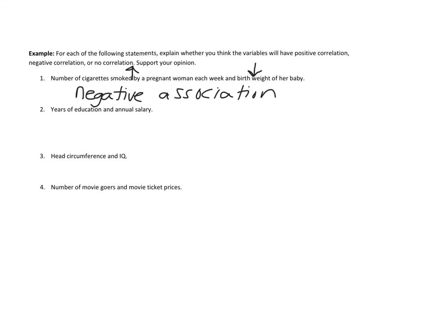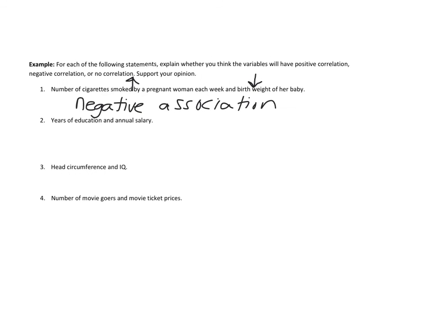Okay. Number 2, years of education and annual salary. We're not going to think of the outliers, right? The entrepreneurs that make millions of dollars doing some sort of blog or something, but the general population. And normally what happens is if you have a higher degree, so like bachelor's, master's, doctorate, that requires more years of education, your salary goes up with that. So if as one increases, the other increases, that's a positive association.